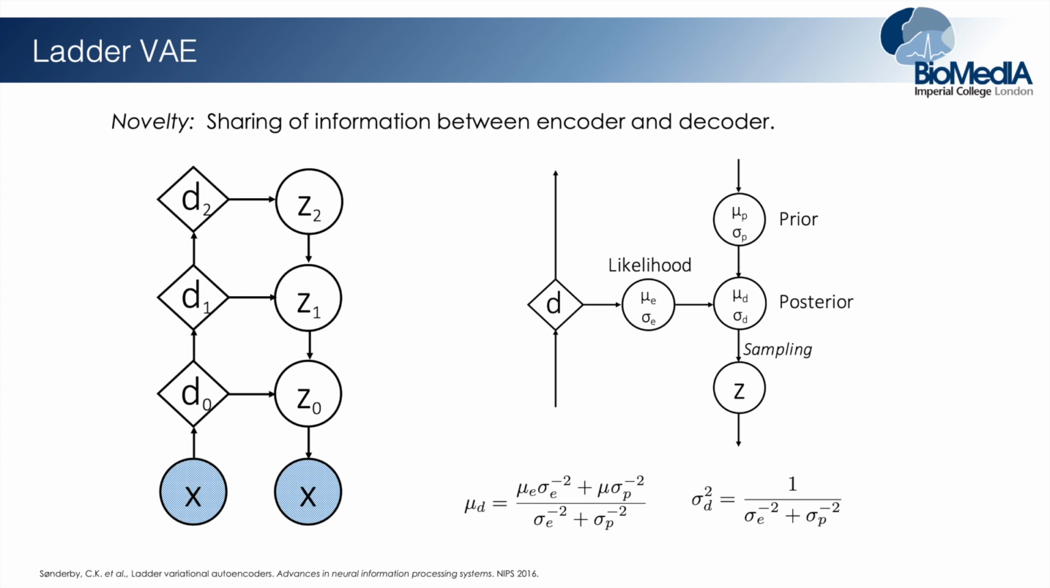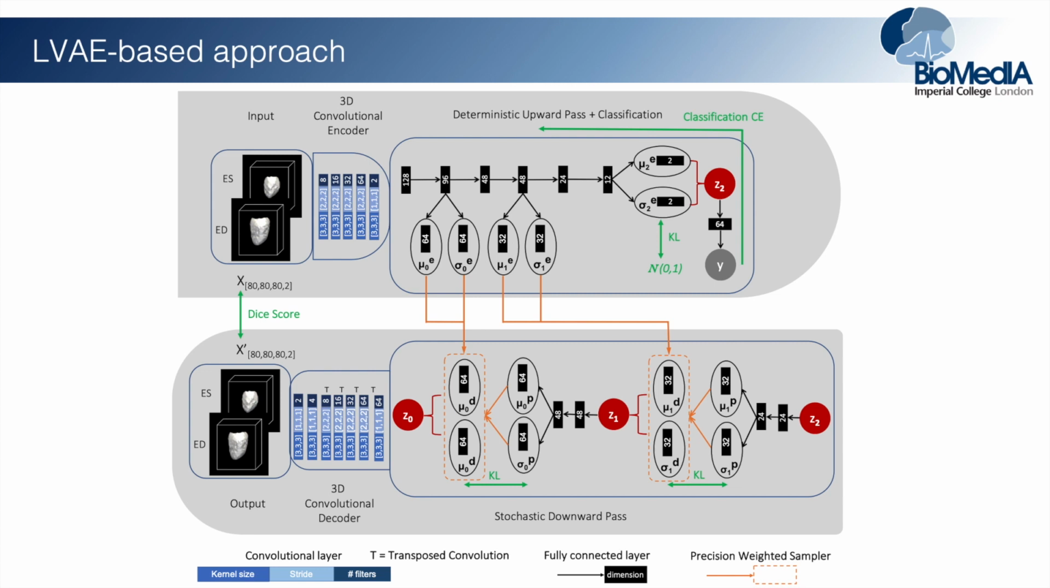And when we translated this model to our context, for the classification of healthy and HCM shapes, the model looks as follows. Here you have the input, which is the same, the 2 segmentations we were using also in the other model. You can see that we still have the same 3D convolutional encoder and decoder that we used in the previous model. What is changing is the structure of the latent space. At the top, you have the encoder model. Here on the bottom, you have the decoder model.